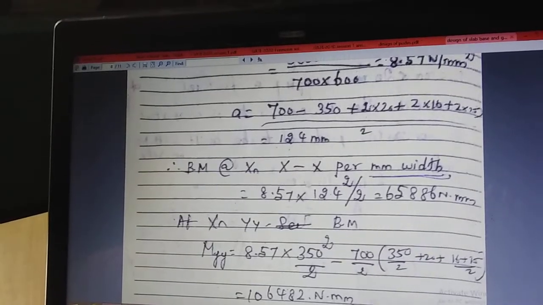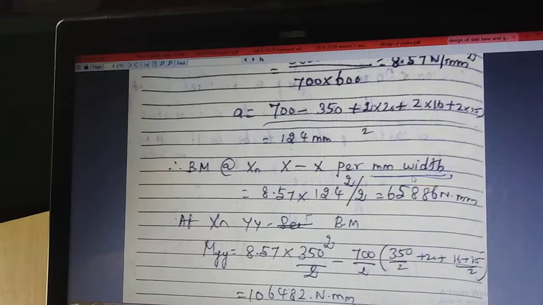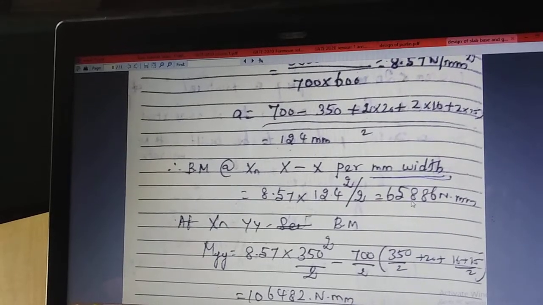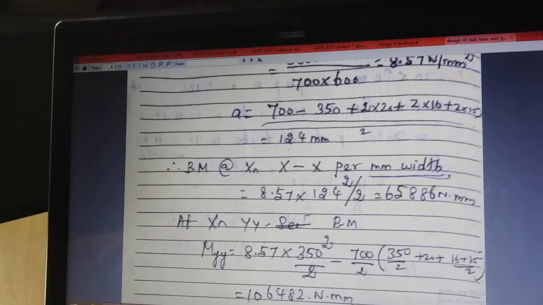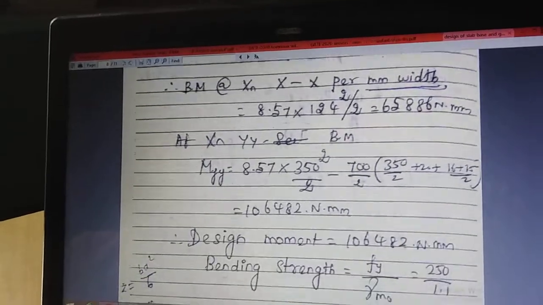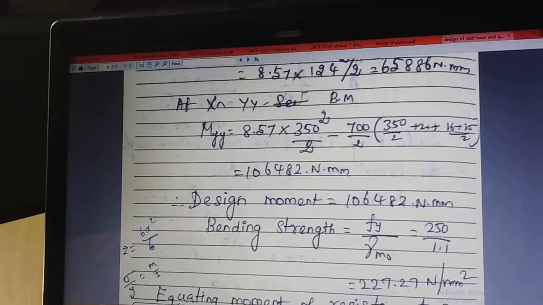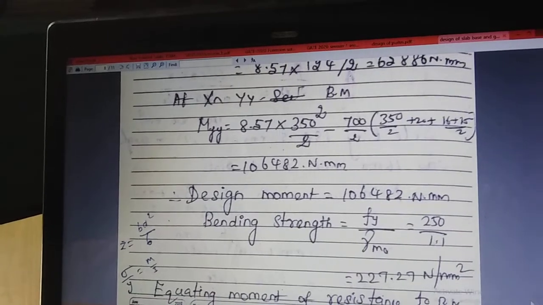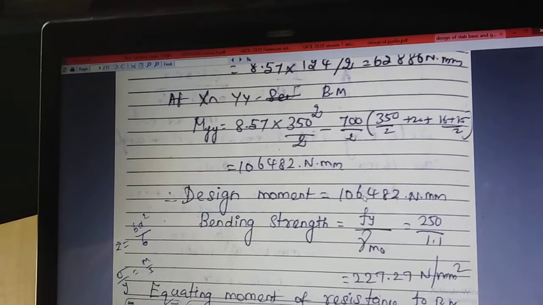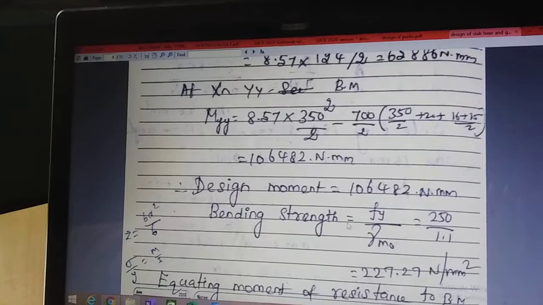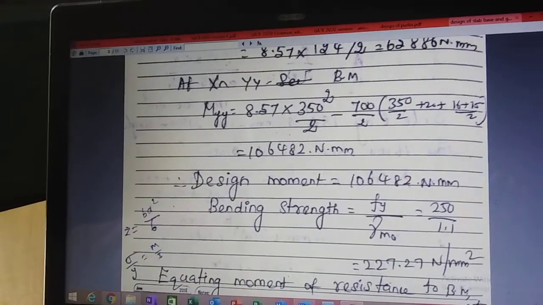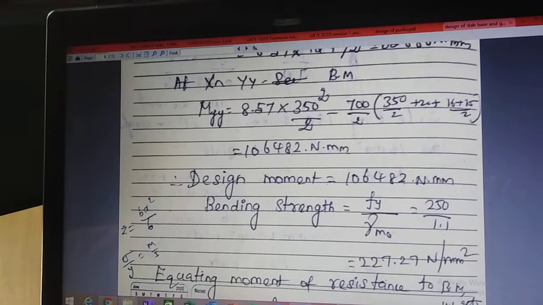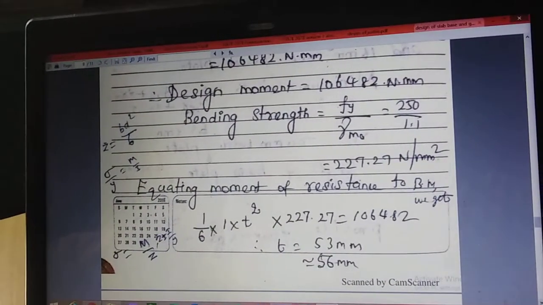First, at section XX, the bending moment is 65,886 Newton mm, and in case of section YY, the maximum bending moment is 1,06,482 Newton mm. So the maximum bending moment is 1,66,000. Corresponding bending strength is taken as fy by gamma m0, that is 227.27 Newton per mm square.